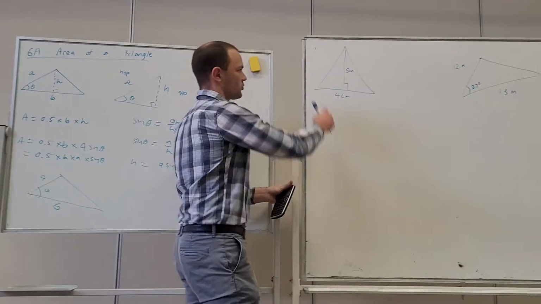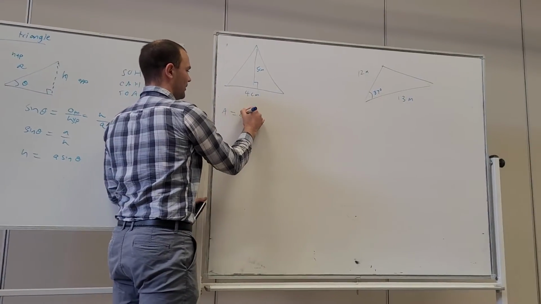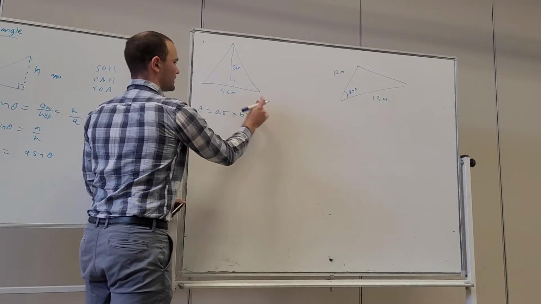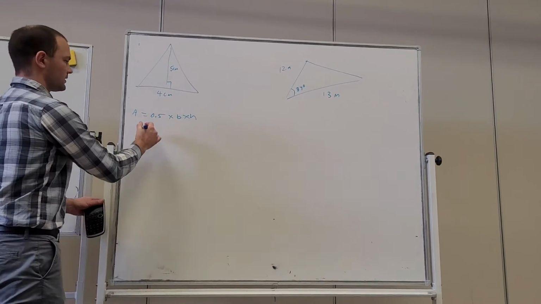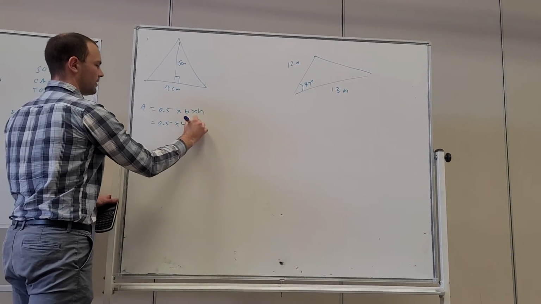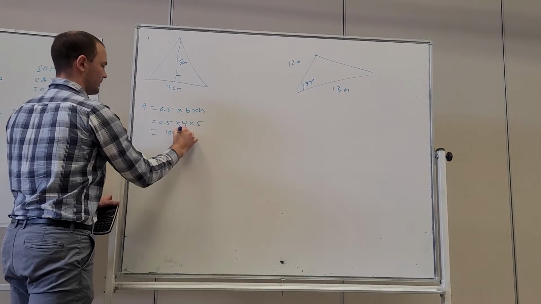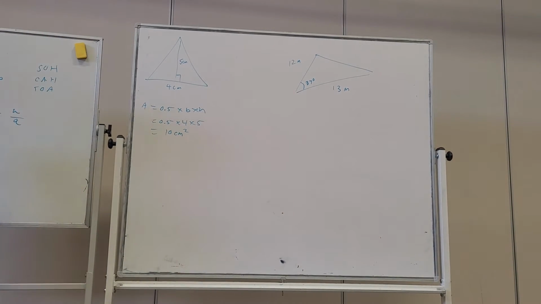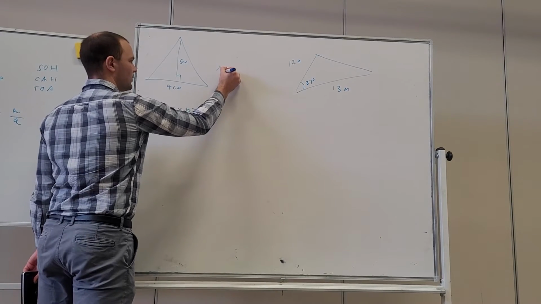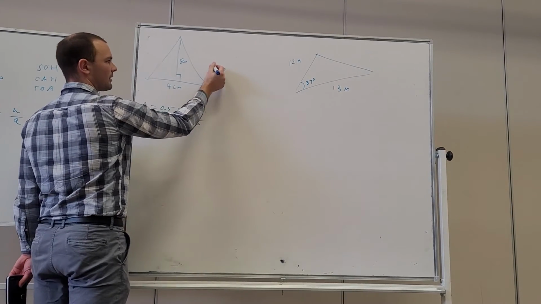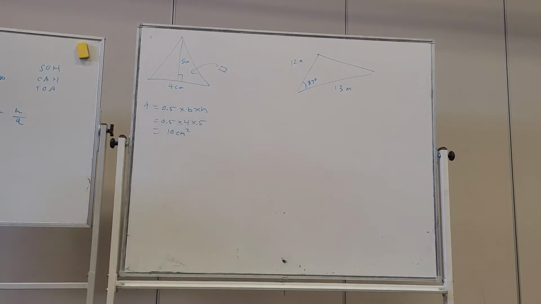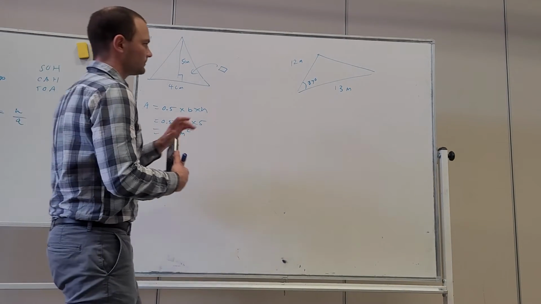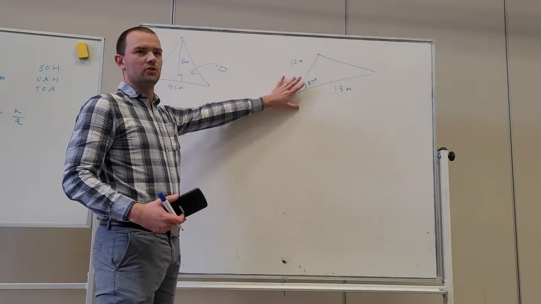Find the area of these triangles. Well, this one's going to be 0.5 times base times height. We can see that because we've got the base and we've got the height, which is perpendicular to the base. So we're going to have 0.5 times 4 times 5. We've got 10 centimetres squared. And what does that mean when we're talking about area? It means how many square centimetres, 1 centimetre by 1 centimetre, are going to fit inside that shape. 10 of them.